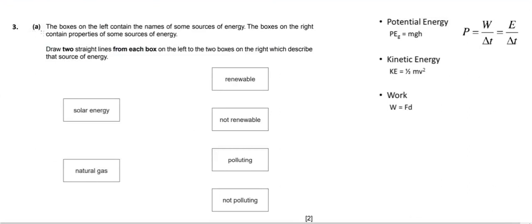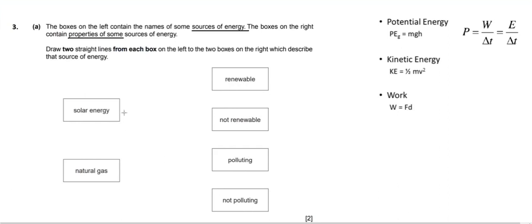Now question number 3. The boxes on the left contain the names of some sources of energy, and the boxes on the right contain some properties of the sources of energy. Draw two straight lines from each box on the left to the boxes on the right which describe the source of energy. Here solar energy is there, natural gas is there, and the properties given are renewable, non-renewable, polluting, and non-polluting.